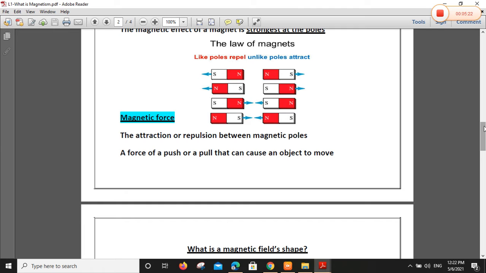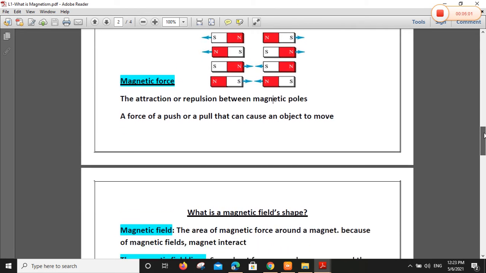This is magnetic force, a push or a pull that can cause an object to move. The magnet moved to the other magnet when it was pulled to it. This is attraction. When the magnets repel each other, the other magnet will move away from the magnet. This is the repulsion force, yes? So repulsion or attraction, push or pull.